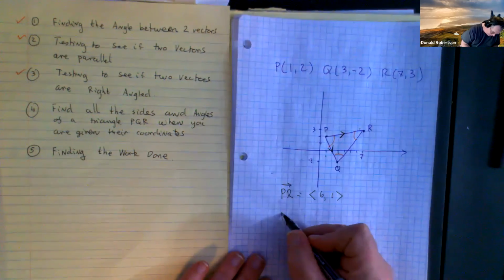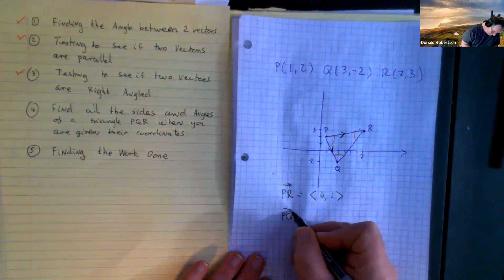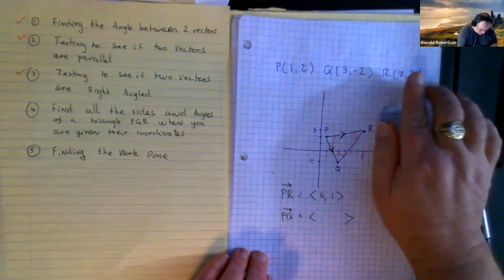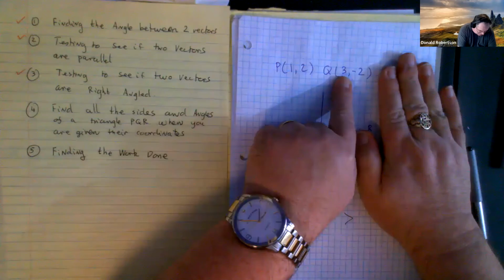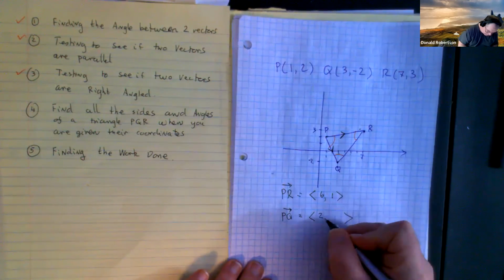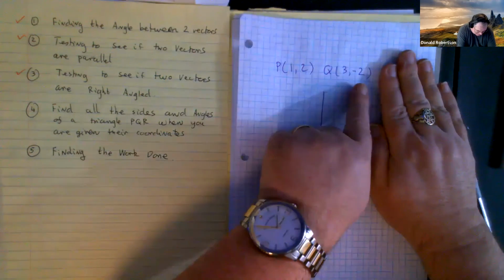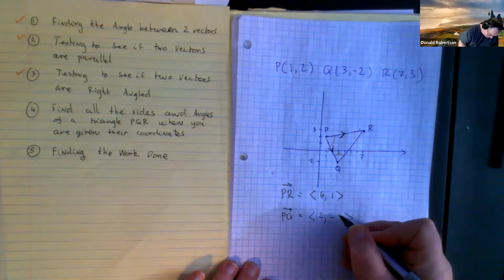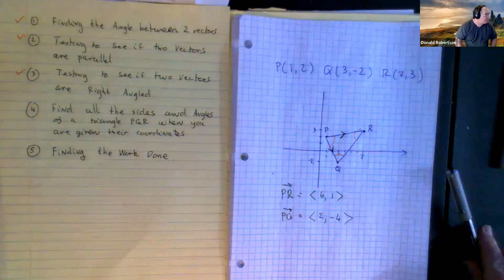PQ. Second guy, take away the first. 3 take away 1 gets me 2. -2 take away 2 gets me -4. Are you comfortable with what I just did there?